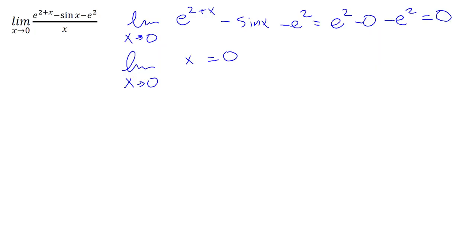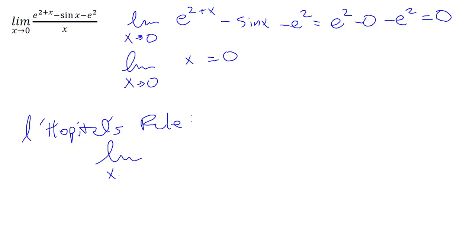So we'll use L'Hopital's rule. L'Hopital's rule gives us the limit as x approaches 0 of the derivative of e^(2+x), which is just e^(2+x), right? It's e^u times the derivative of u. Well, the derivative of 2 plus x is 1, so there's nothing to multiply by except 1. The derivative of the minus sine should become a minus cosine x.